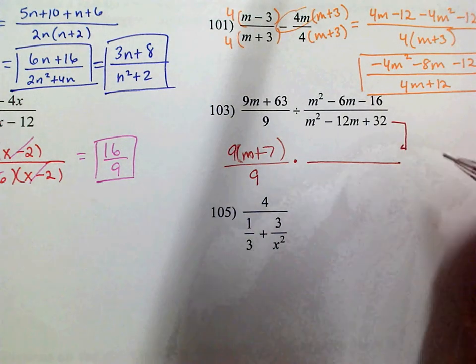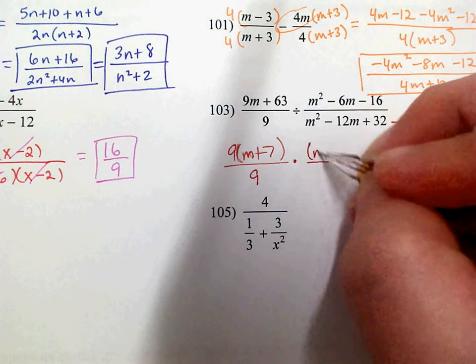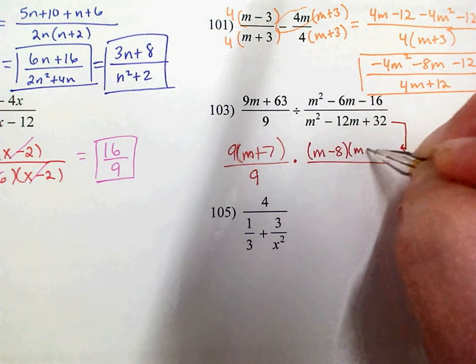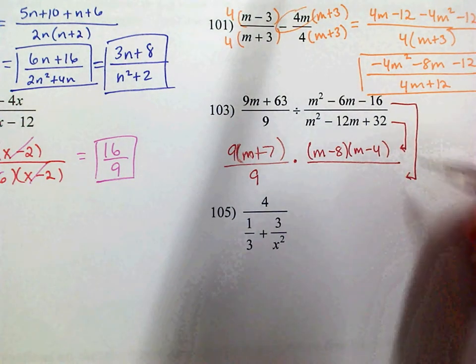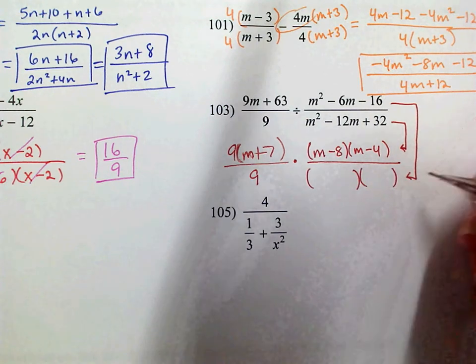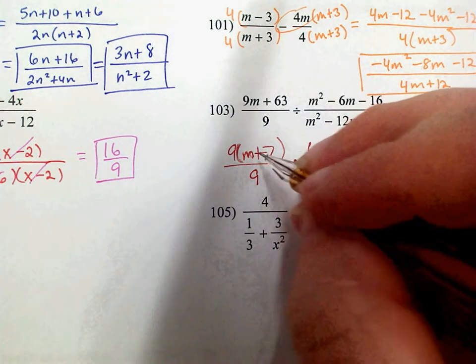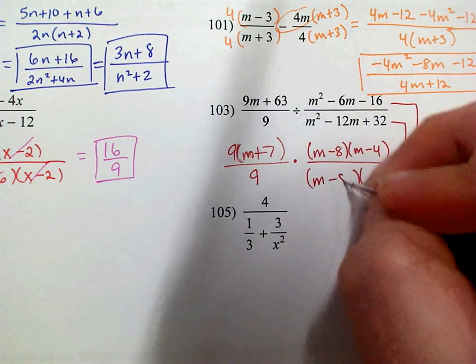The factors of 32 that add up to negative 12: 8 and 4, m minus 8 and m minus 4. And then this will go in the denominator. I need the factors of negative 16 that add up to negative 6. And you've got m minus 8 and m plus 2.